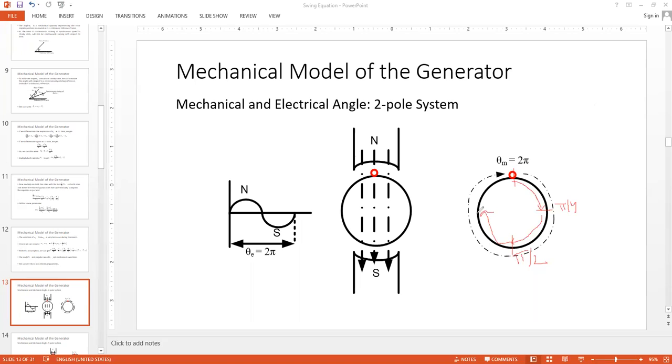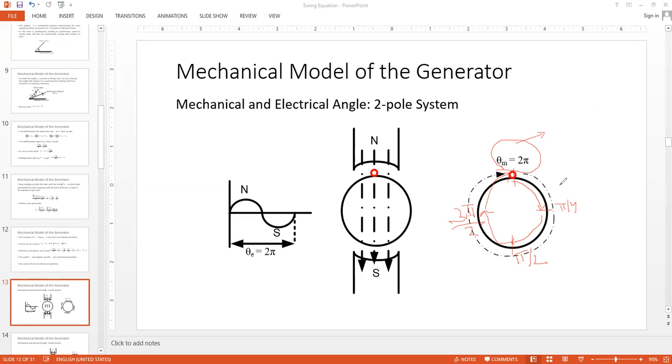If you move another quarter, this is 270 degree, which is 3 pi by 2, not 2 pi by 3. And the full circle is twice pi. So whatever measurement we are making here, this is the concept of mechanical measurement that immediately comes to our mind.